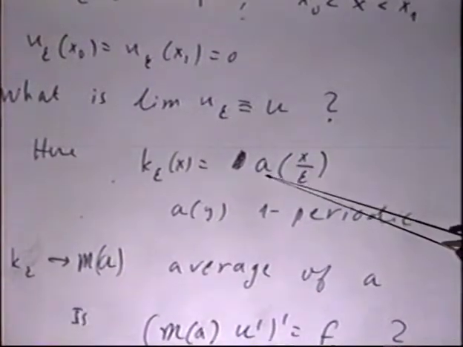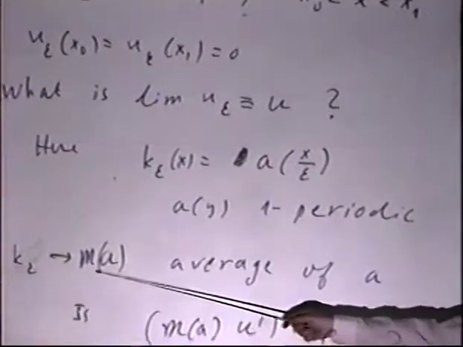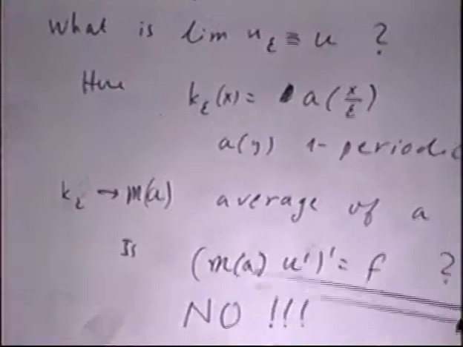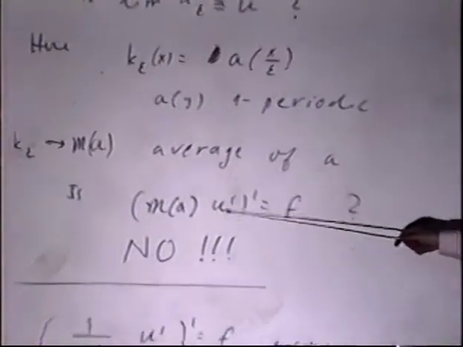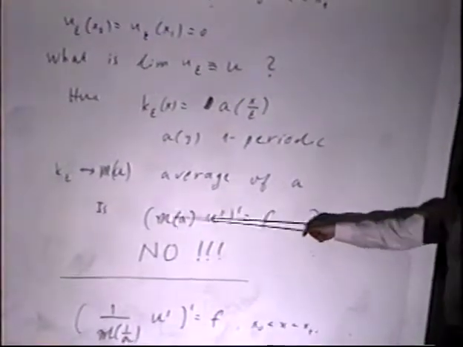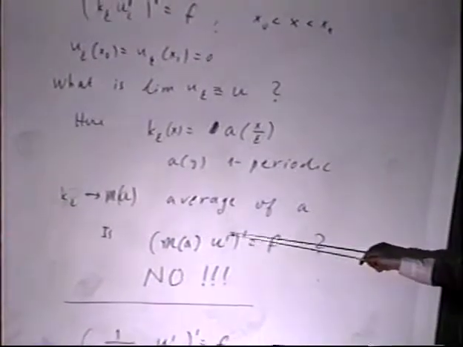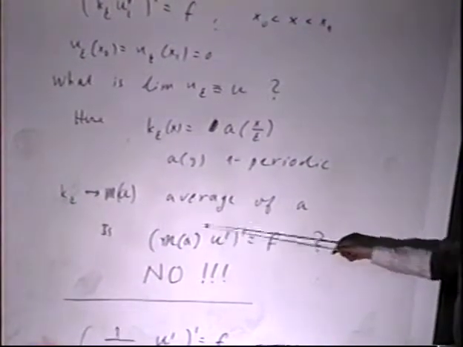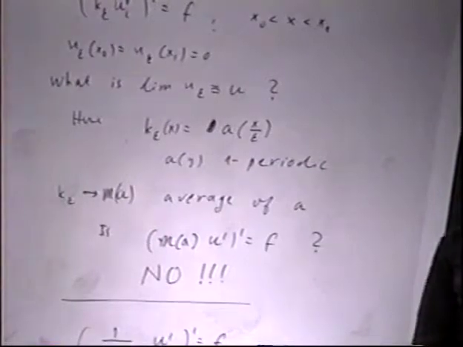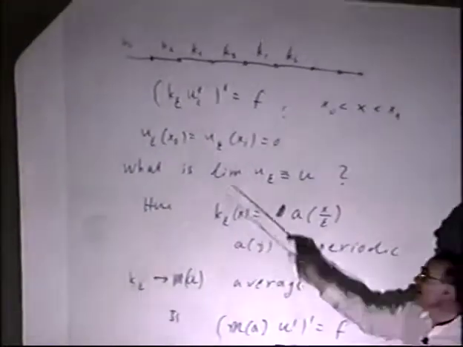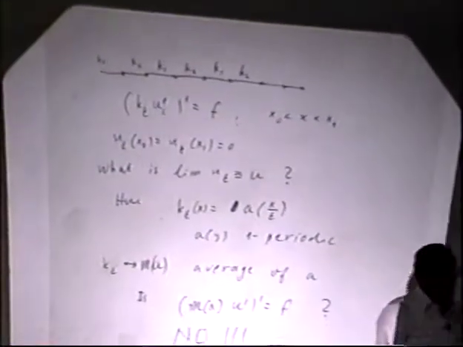And so you look at this function A, which is fast oscillating, A of x over epsilon. You average the A, so this is the average of A. And then the limiting U should satisfy that if you take the average of this conductivity, you take the U prime and take the derivative of all this, it should be equal to F. That seems natural. But that's also the wrong answer. So if you want to solve the limiting problem here, where K epsilon keeps flipping, taking the average of K epsilon is the wrong answer.